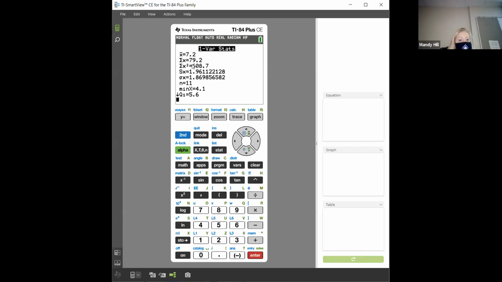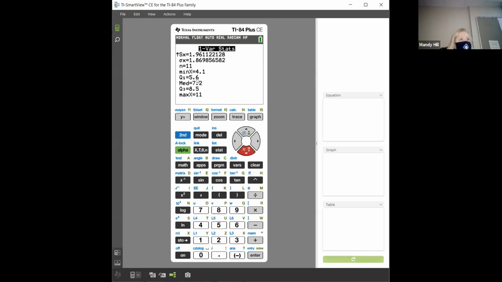If we found the mean, we would add up all the terms, so we would get 79.2 divided by 11. We've got our minimum term, which is 4.1 listed here. Remember, we don't have to type these numbers in order. Quartile 1 is something else we're going to talk about today, 5.6. If we keep scrolling down, we've got a median also of 7.2. We've got quartile 3, which we're also going to talk about today, is 8.5, and then it tells us our maximum value is 11.